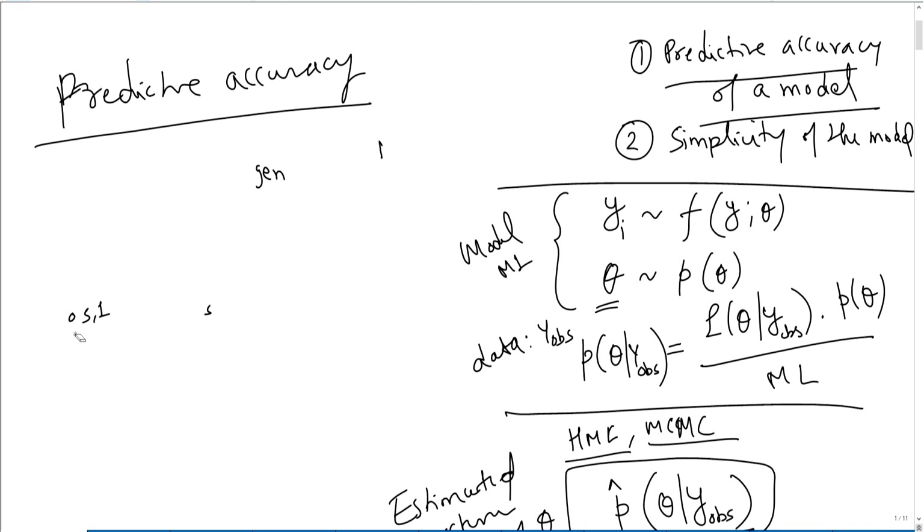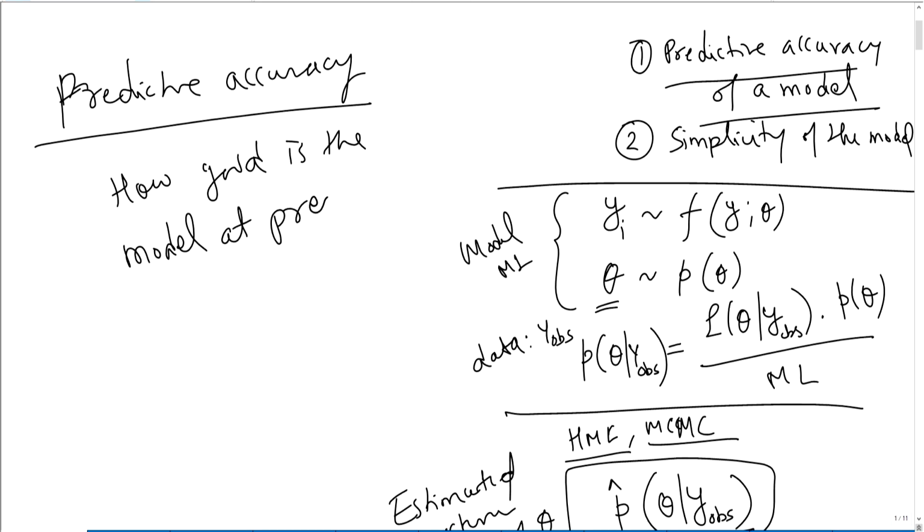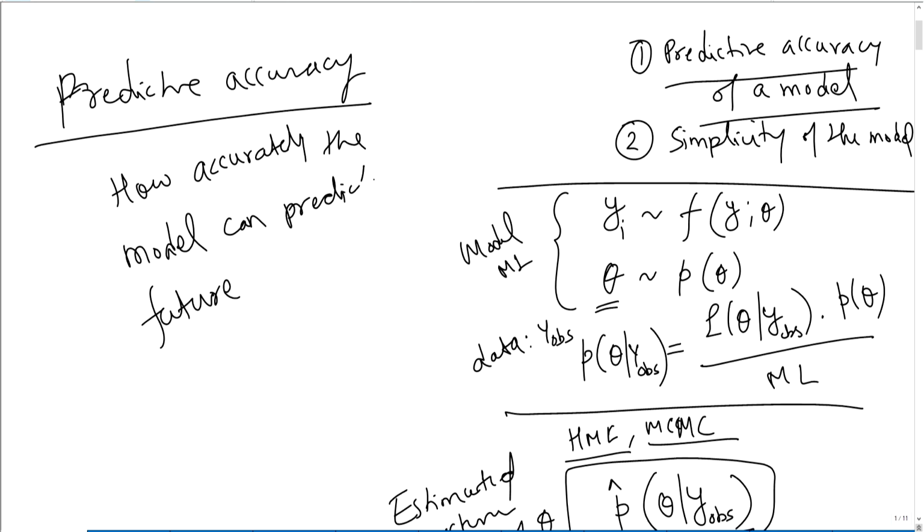Okay, so we are going to redefine predictive accuracy in terms of how good is the model at predicting future data. Okay, or let us say more precisely, how accurately the model can predict future or unseen data.